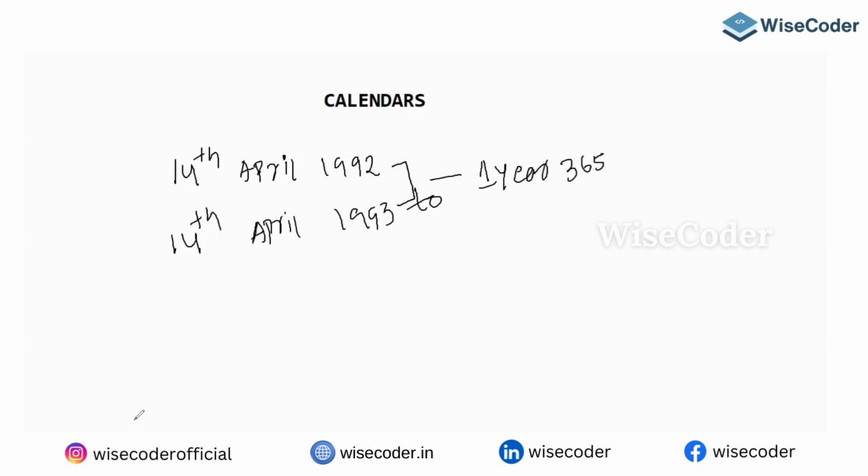Hence, the number of odd days from 14th April 1992 to 14th April 1993 is what? You will get only one odd day. Yes or no? You will get only one odd day. So one odd day means you will get one extra day. So if this is a Sunday, then plus 1 day extra.